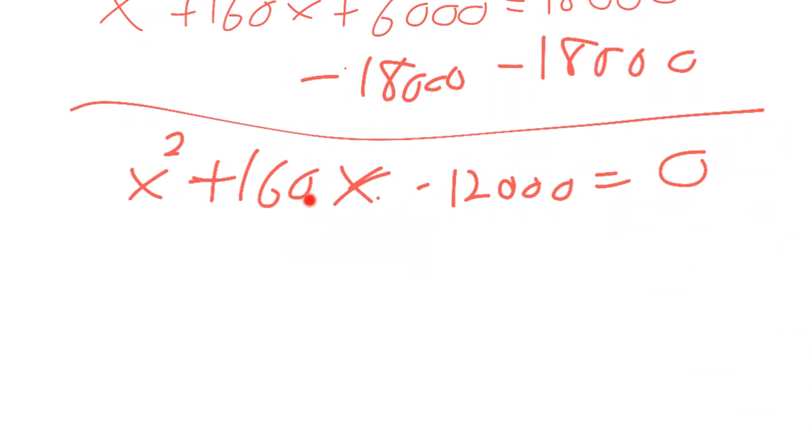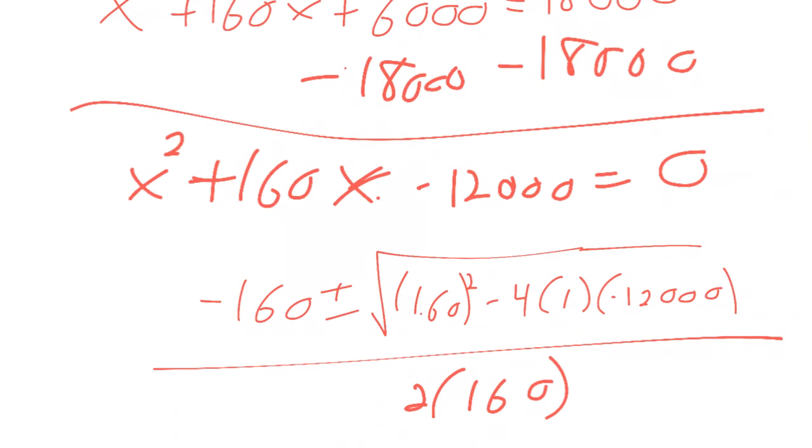Maybe you don't even want to bother trying to find something to factor like that. So instead, one thing that'll never let you down is the quadratic formula. And there are videos to help you with the quadratic formula if you haven't done it before. So in order to save you some time, I'm going to breeze through it quickly here. But a is 1, b is 160, c is negative 12,000.